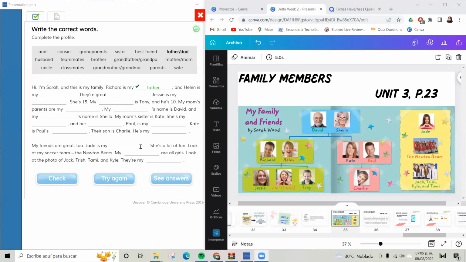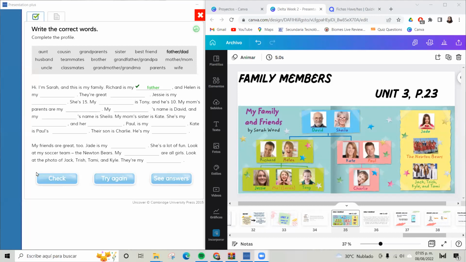So here's what I'm going to do. On my right, over here, I have a family tree. We already know what a family tree is. It has the members of a family. In this case, this family is Sarah's family. Here is Sarah. And Sarah is telling us a little bit about her family. And she wrote a paragraph. Sara nos está contando un poquito de su familia y nos escribió un párrafo sobre los miembros de su familia.